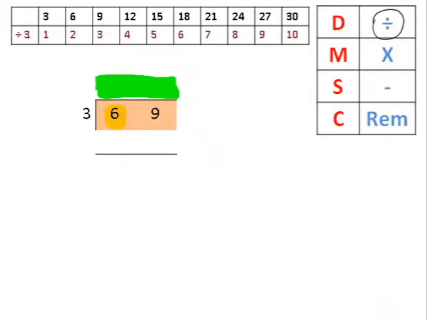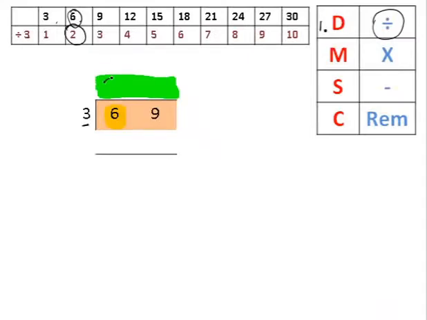But when we are dividing by 3, we are going to follow 4 steps. The 4 steps are, number 1, divide. We are going to say 6 divided by 3. What is 6 divided by 3? Remember, do you know your multiples of 3? 3, 6, 9, 12. Okay, so 6 divided by 3 is 2.